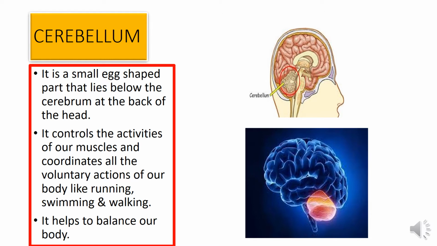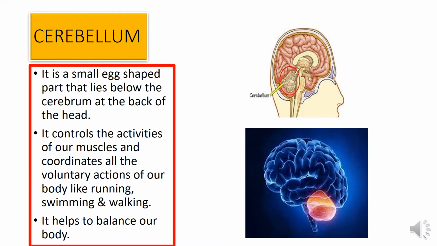Fine. Now, what is the role of it? It controls the activities of our muscles and coordinates all the voluntary actions of our body. Voluntary action means what we want to do, like running, walking and swimming. Voluntary actions are basically those which are in our control, like when we want to run, when we want to walk, when we want to swim.